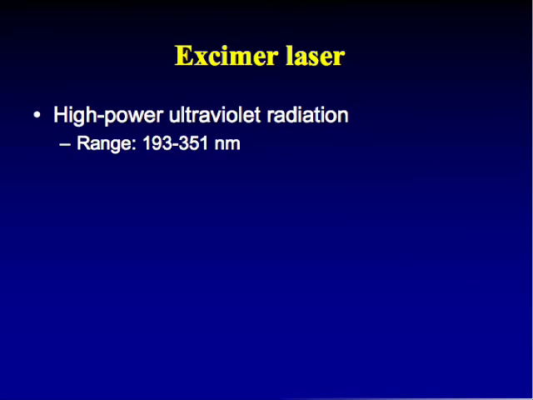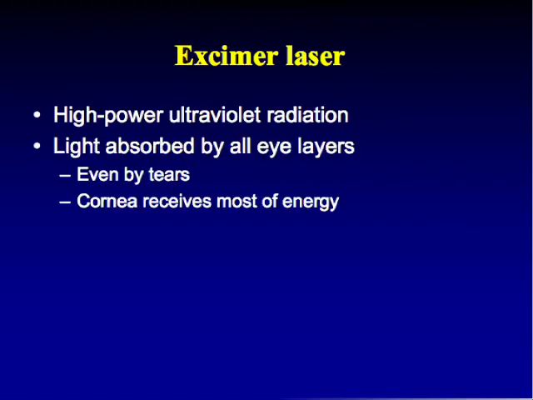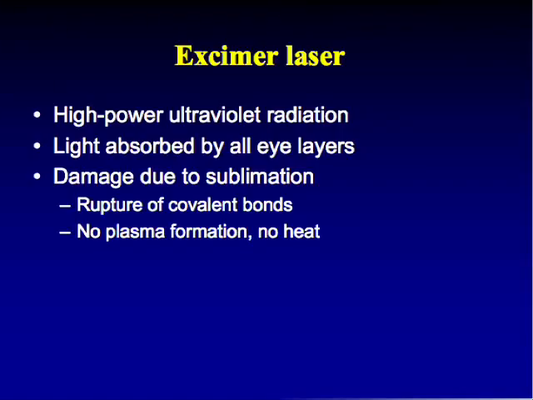And then we have the excimer laser, which is at the other end of the spectrum in ultraviolet, high power ultraviolet radiation. That's absorbed by all eye layers, even by the water, even by tears. So the cornea gets most of the energy. You actually want to remove the tears to treat with the excimer laser. And the damage, it's not burned, it's not blown up, it's more like an insurgency. It goes in and it disrupts the covalent bonds that hold the tissue together, that hold the molecules together. There's no heat, there's no fuss, things just sublimate.